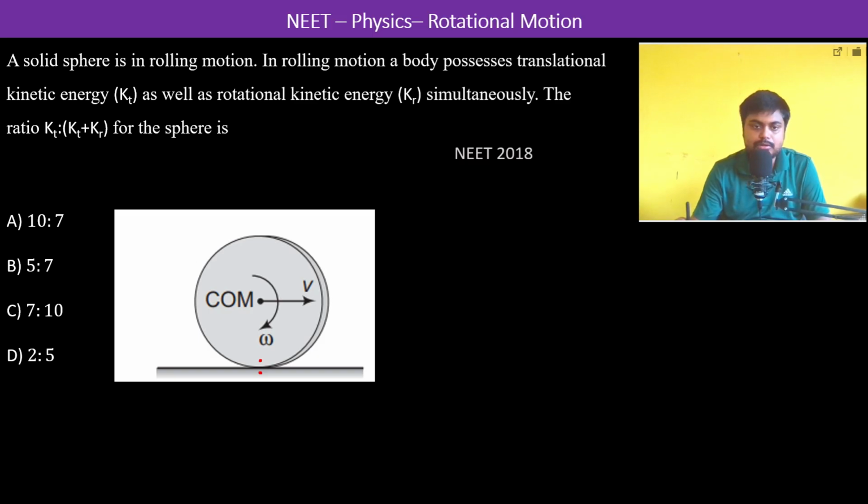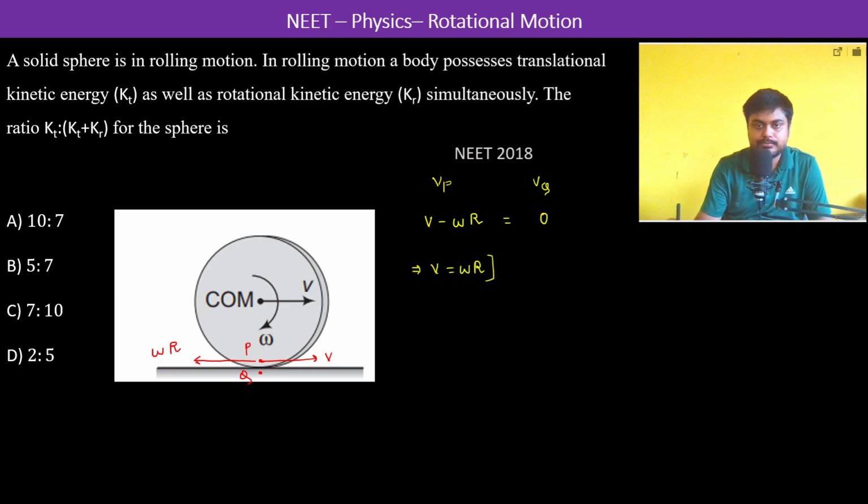So here, the point P which is there on the sphere and the point Q which is there on the ground. Point P has a velocity in the positive x direction, v, which is due to the linear motion of the center of mass, and in the left direction it is omega r. So for pure rolling, v minus omega r, which is the velocity of P, should be equal to the velocity of Q, which is 0. Therefore v should be equal to omega r.